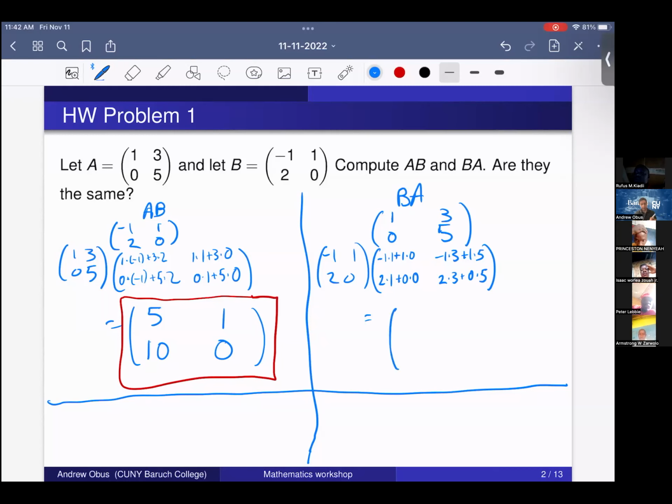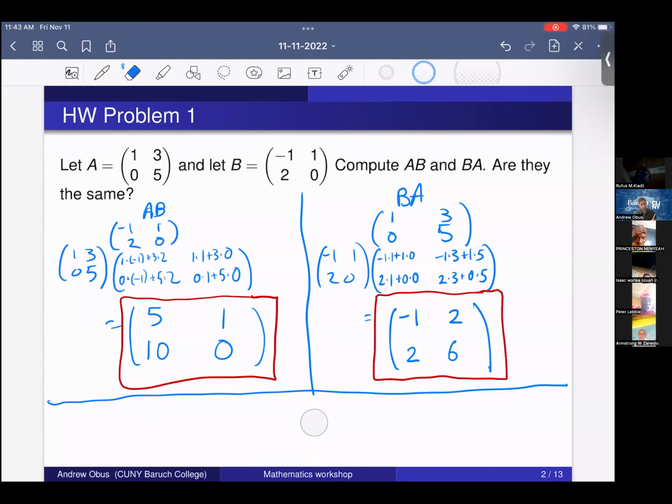And so if we simplify this, what do we get? We get minus 1 up here, 2, and then here is minus 3 plus 5, so that's 2. And here's 6 plus 0, so we have 6, right? Right, so this is the answer. So thank you, Princeton, that's perfect, right?